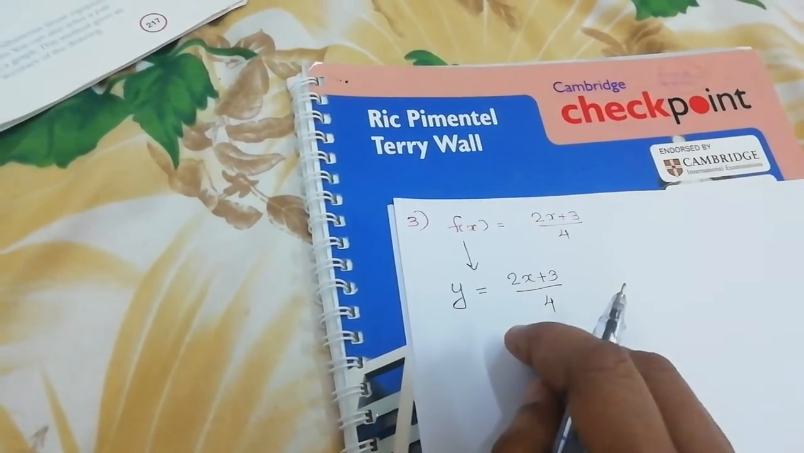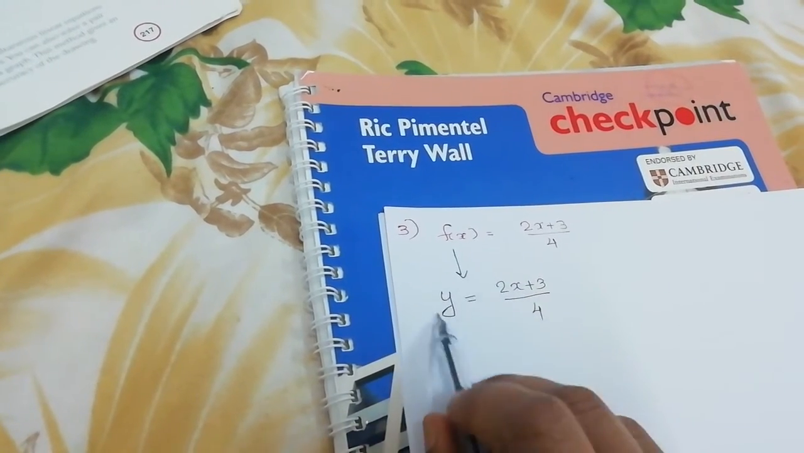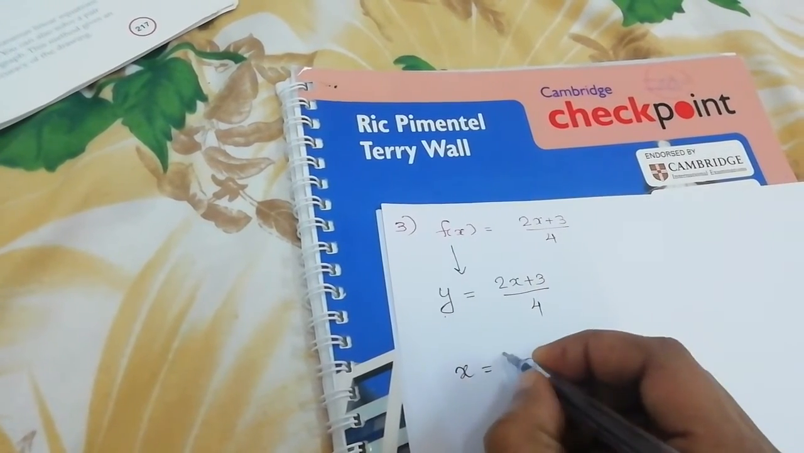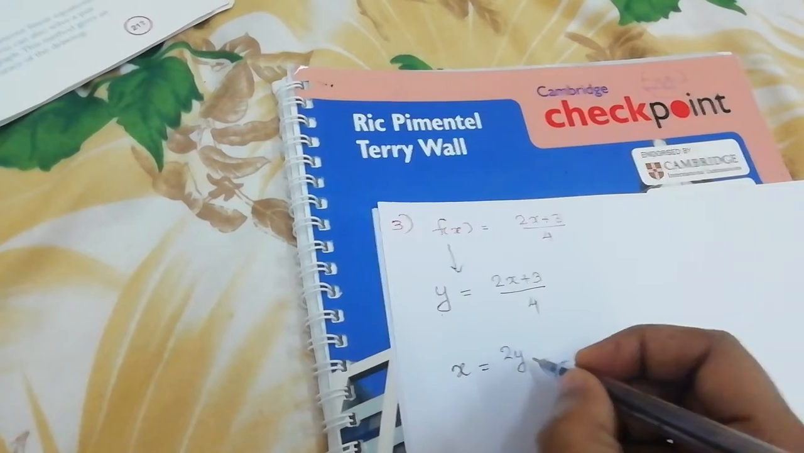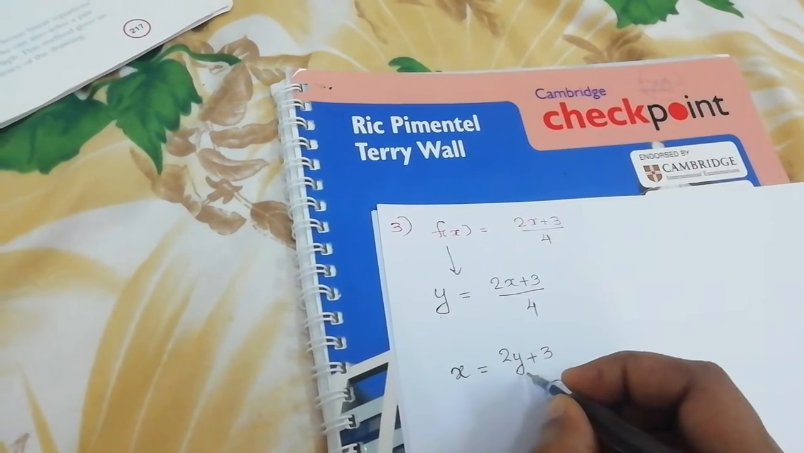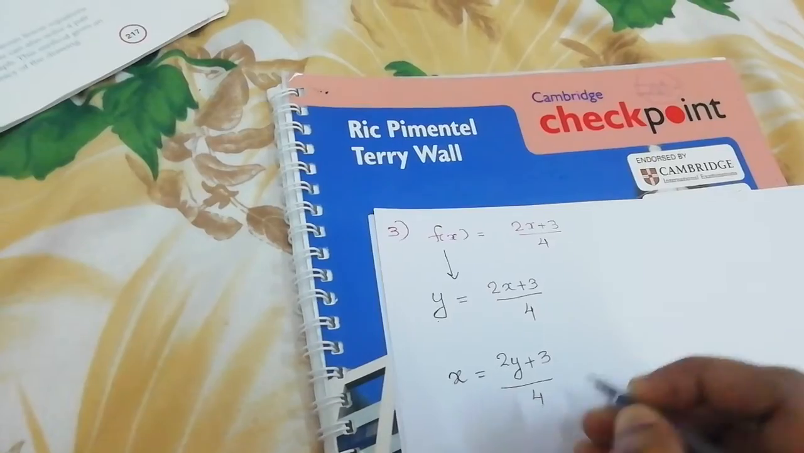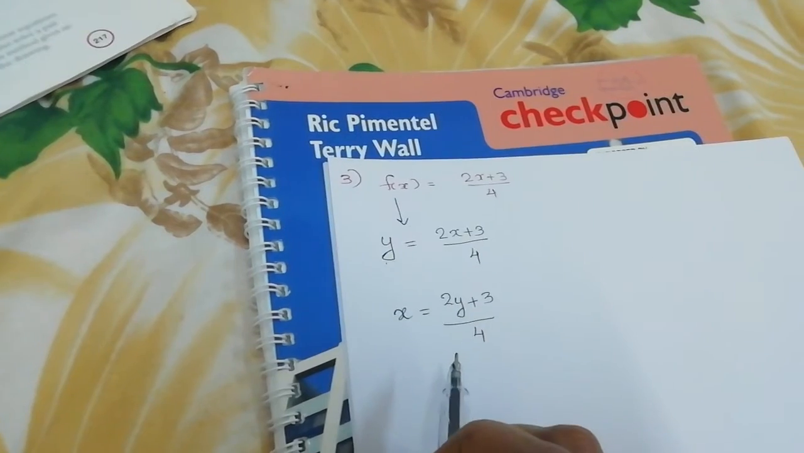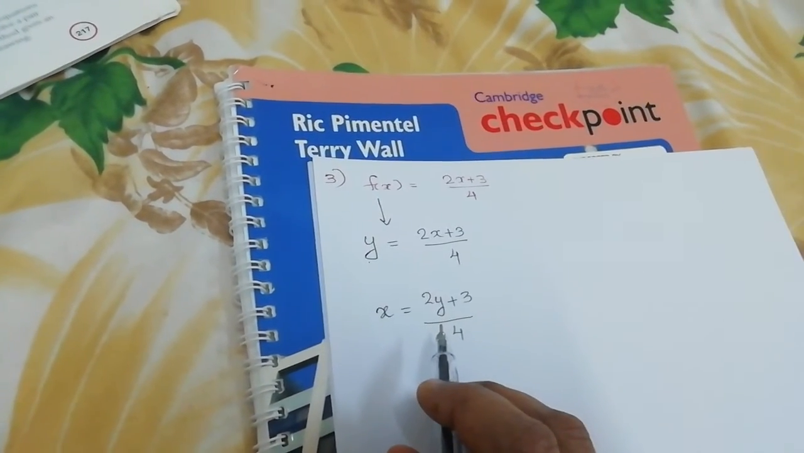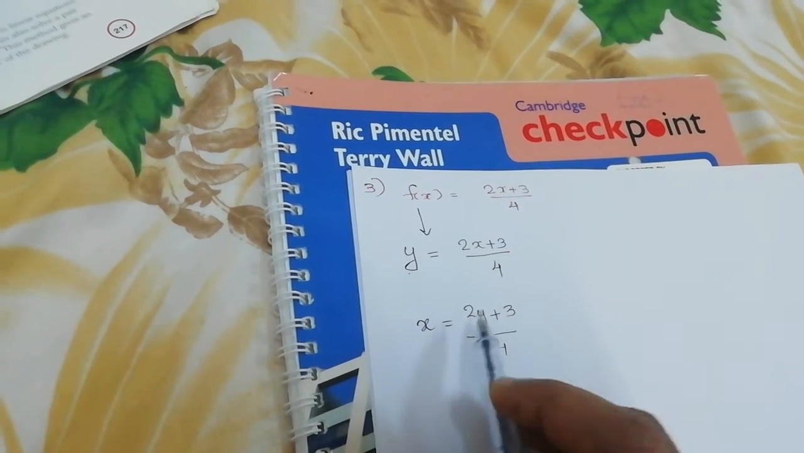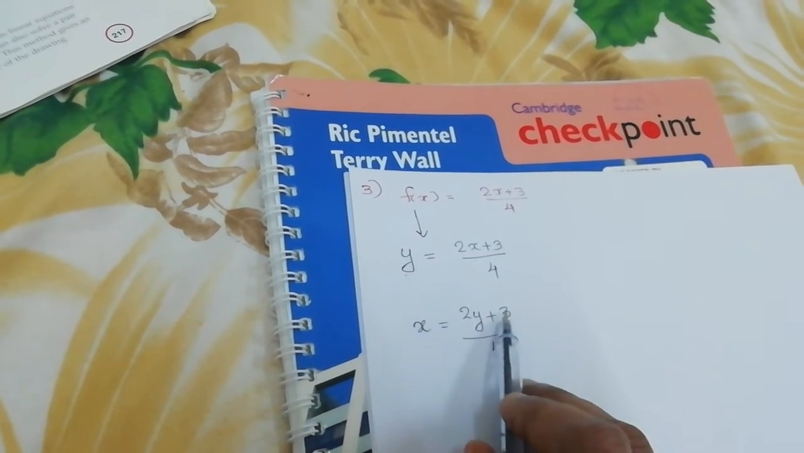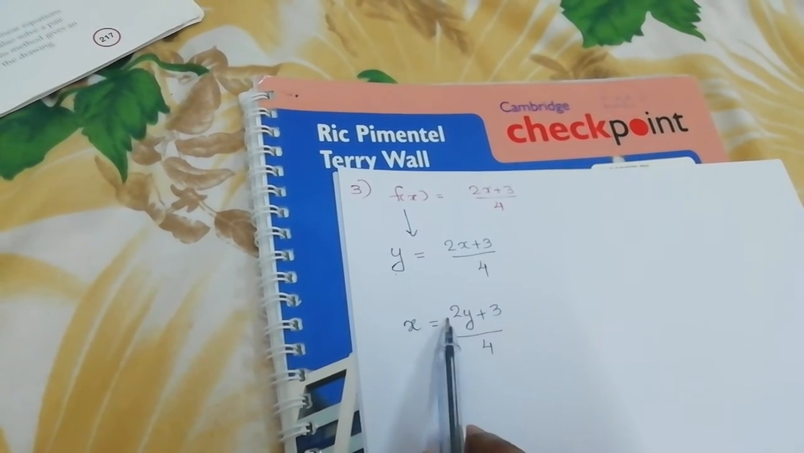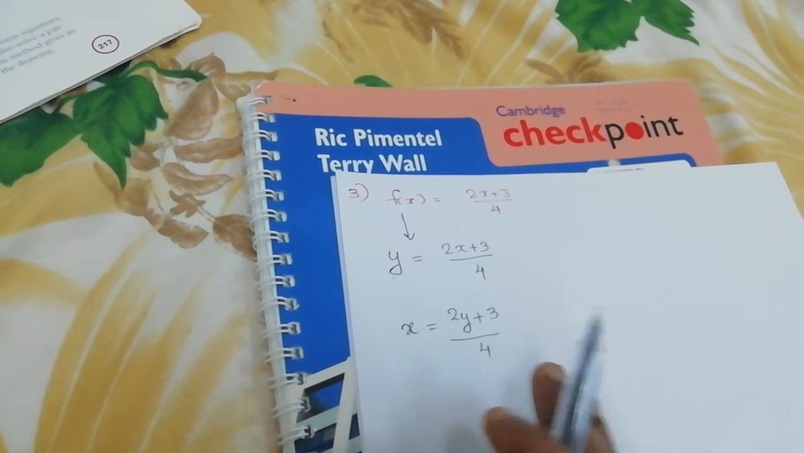Then what is the next step? Swap x and y. So just swapping y as x, and 2x will be 2y, and writing the other terms the same: x equals 2y plus 3 over 4. And what is the next step? Rearrange your equation to make y the subject. So you have to get y alone by moving all other terms or numbers from this side. I have 2, 3 and 4. Which number can I move first?